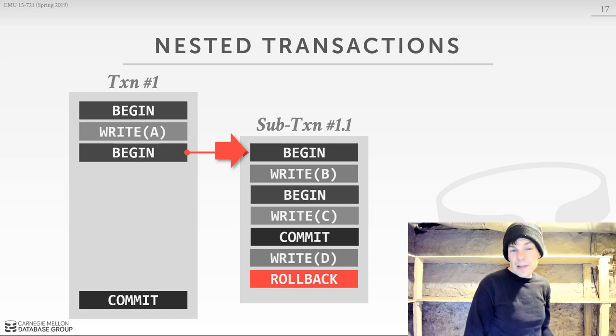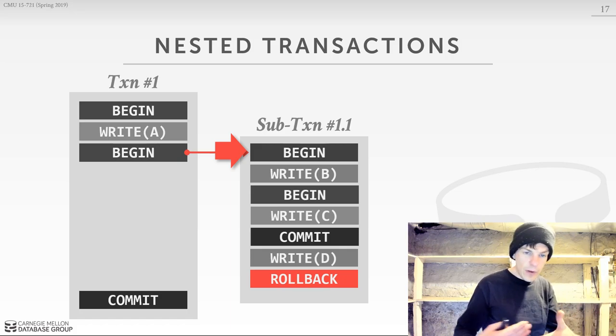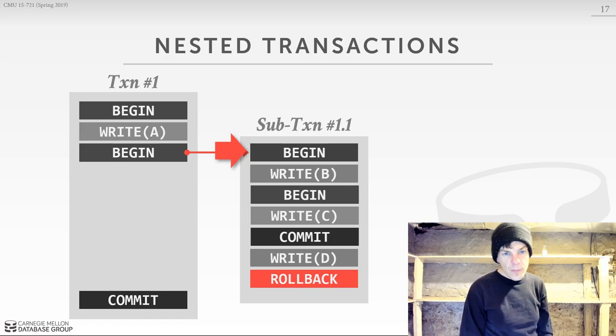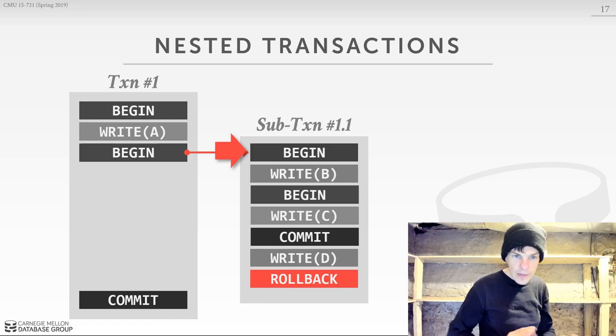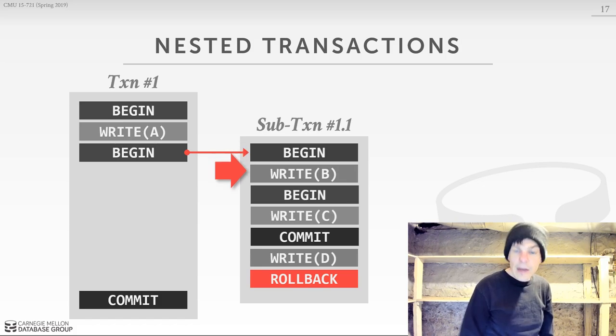And typically, you don't know all the operations you're doing ahead of time. I'm just showing them moving over as a way to visualize this. But you don't actually know where the last commit or last rollback is in most cases. This is just for illustration purposes. So now I do my write on B. Now that write on B is in the context of the sub-transaction 1.1.